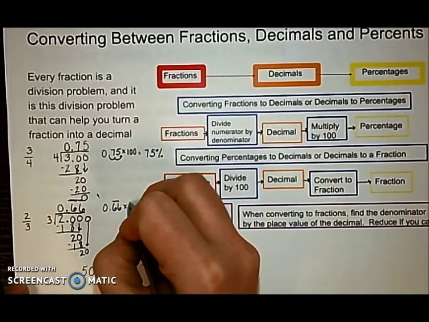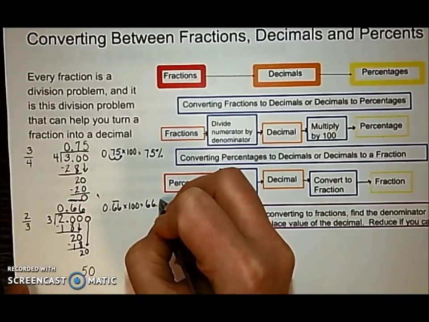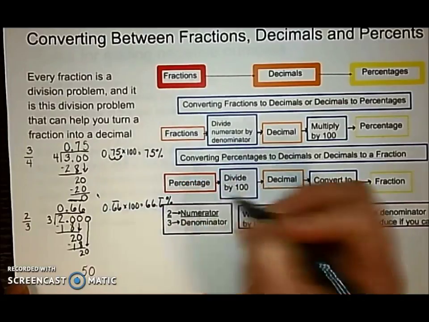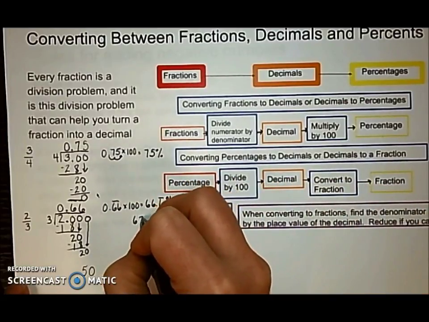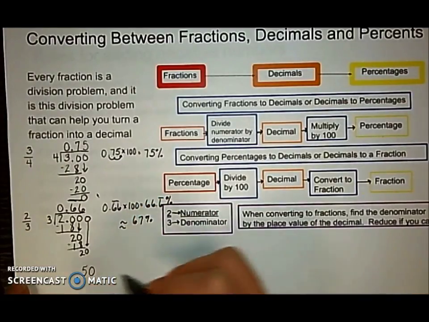When I go to turn this into a percent, it would be 66.6% repeating. A lot of times people will round that to 67%, and that's an approximation.